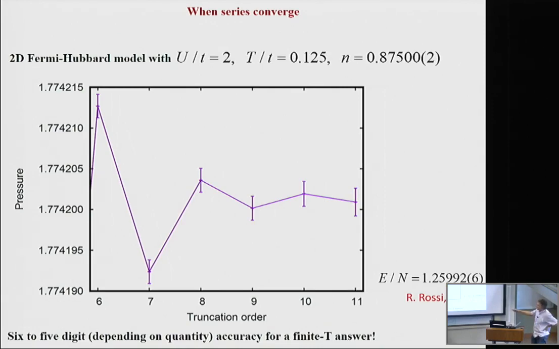The series converge, and that's why I'm not even showing up to order 6. Of course, if I go further, it's much, much bigger in amplitude. So this is already the tail, and you see the tail is already in the 6D. It's without any extrapolation, so this is purely statistical.